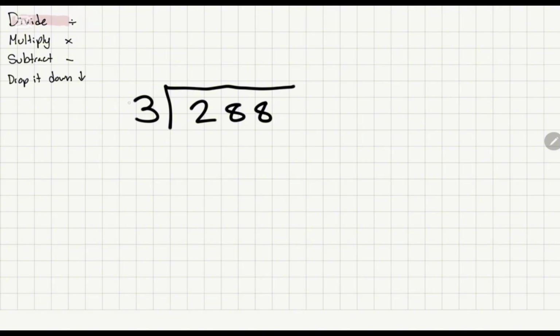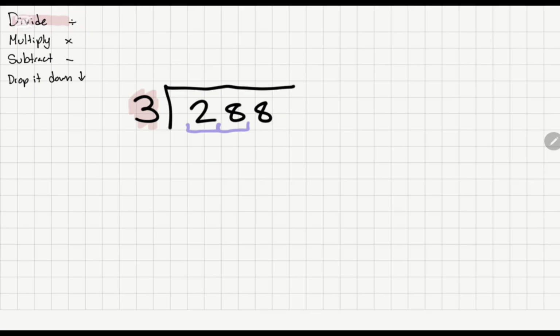So what I'm dividing by is this number here, and I'm gonna look at our neighbor. So can 3 fit into 2? No, 3 cannot fit into 2. So instead of just looking at the 2, we have to look at the 2 and the 8. So we're gonna look at this as how many times can 3 fit into 28?